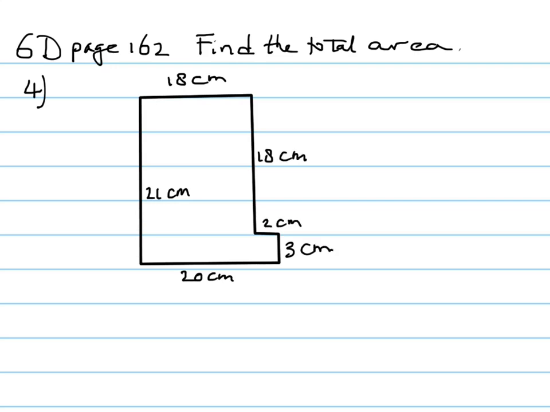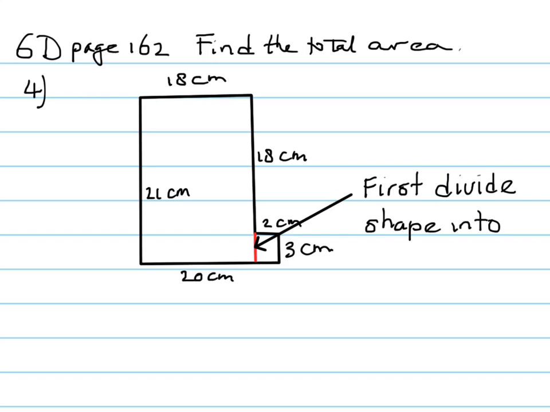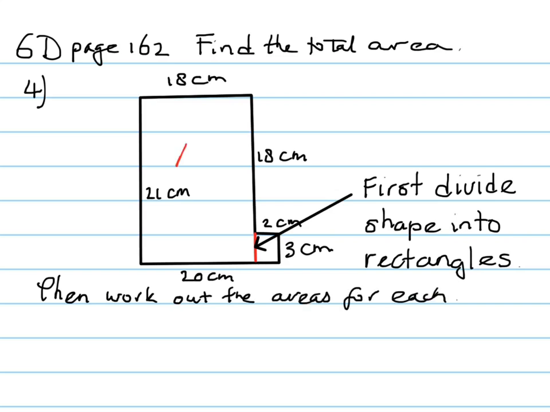First of all, what we've got to do is work out how we can divide this shape into simple rectangles so we can calculate the area for each, and then we add them all together. So we put a red line there so you can see that we have divided the complex shape into a big rectangle and a small rectangle. Then we work out exactly what the areas are for each.